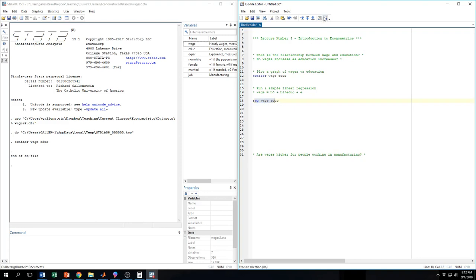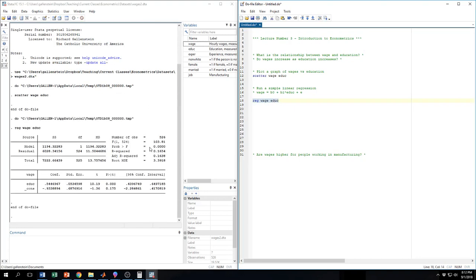So we run that. Boom. And here we go. This is our regression result. We've regressed wages on education. That's language you'll hear me say: we have regressed the dependent variable onto the independent variable. We've regressed wages on education. Okay, and here are our results.